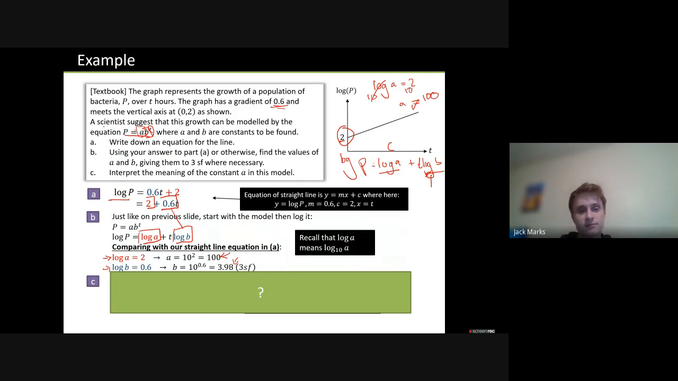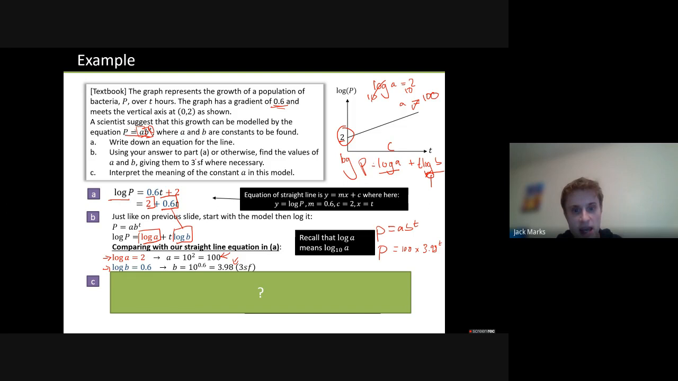Why is that important? Well, because this equation here says p equals ab to the t, you could actually put the numbers in there now. So you could say it's 100 multiplied by 3.98 to the power of t. And it means that you could tell me the population if I gave you some value for t, or you could even go the other way around. So understanding that you're matching between a straight line and the result that you get when you work through the logs allows you to work out these values.